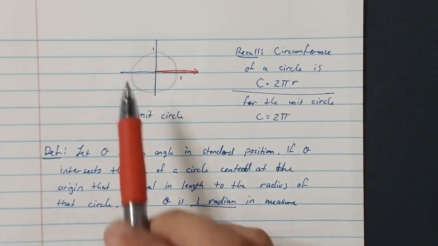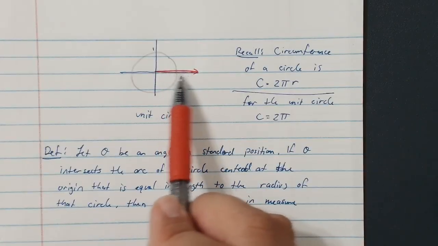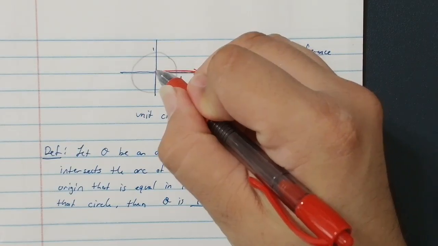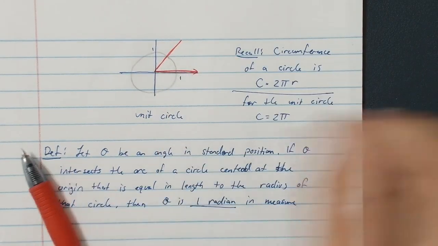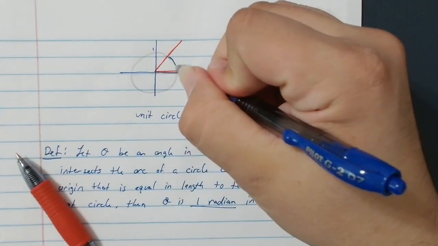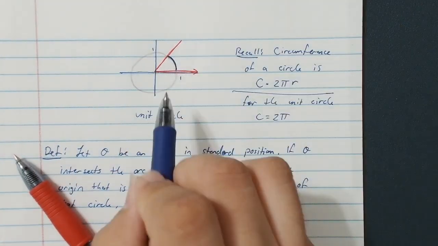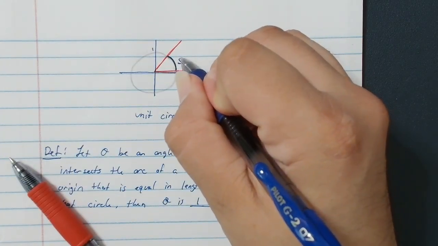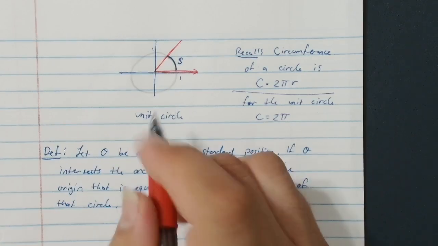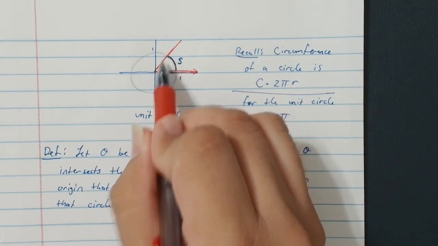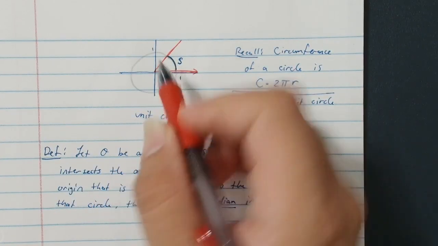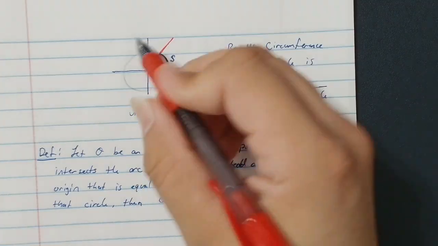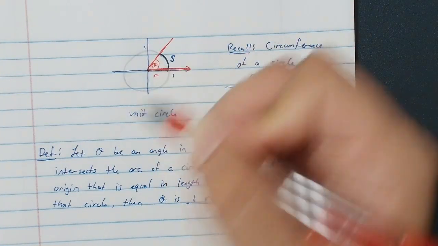If we have an angle in standard position, with the initial ray on the positive half of the x-axis, that crosses a circle so that the arc that it crosses, that's this arc right here, it has some length. I can measure how long that is. I'll call that length S. Okay? If that S is equal to the length of the radius of this circle, then this angle in here is called 1 radian.